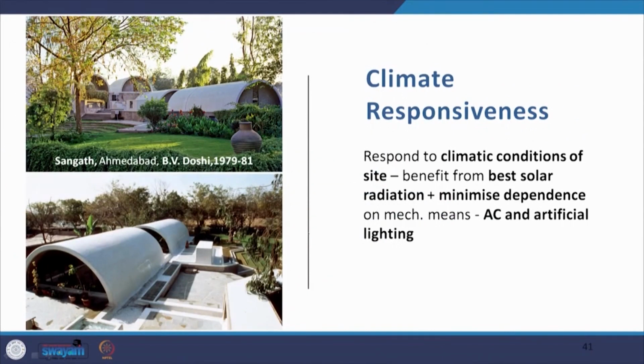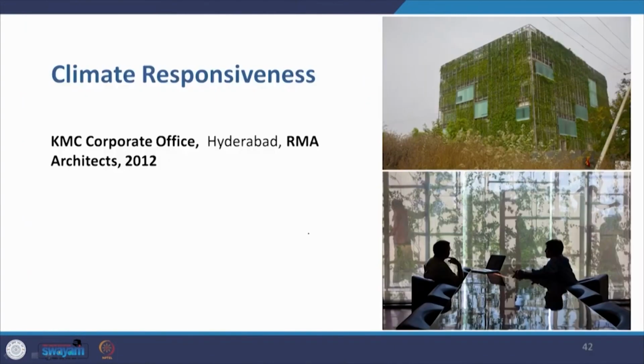Climate responsiveness we find, for example, in Sangath with the barrel walls that have been covered with broken ceramic tiles to reflect back the solar radiation, respond to the climatic conditions of the site, benefit from the best solar radiation, and minimize dependence on mechanical means, that means air conditioning and artificial lighting. We will talk more about this project later.